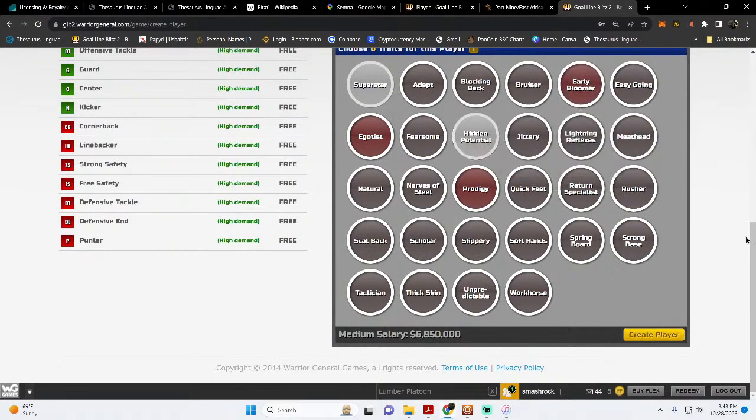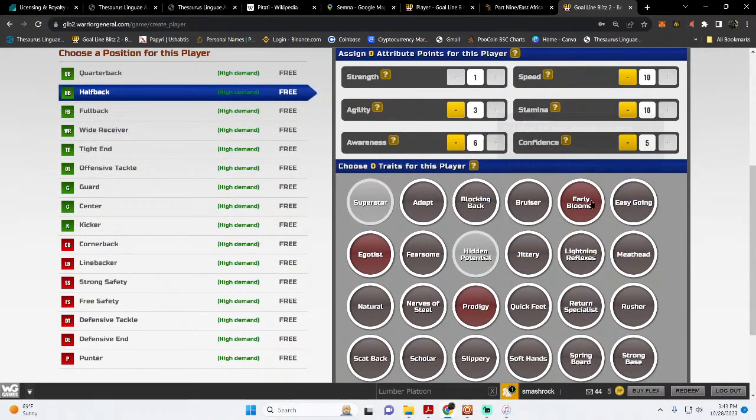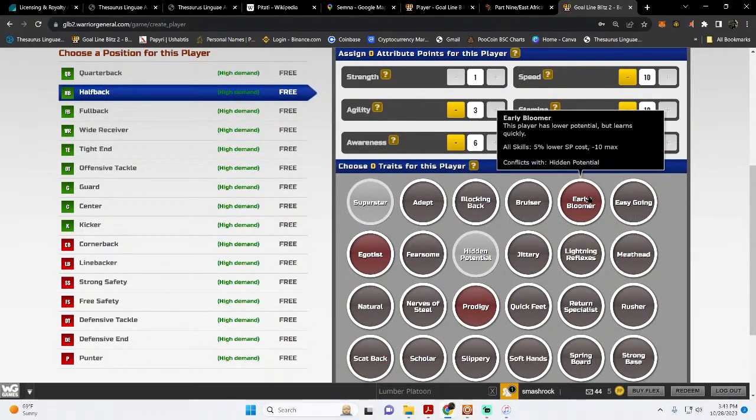Now, when I said I could take this trait off, look, early bloomer adds a 5% lower to buy any skill, but you get a 10% negative on your maximum potential.